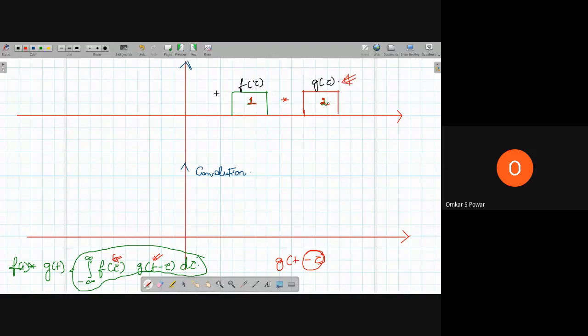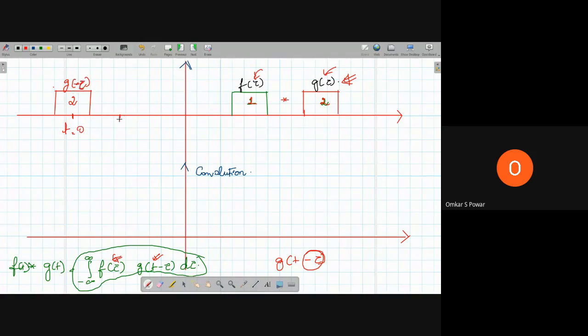How does g of minus tau look? It is nothing but the mirror image. So we will take the mirror image. This is g of minus tau. This is your second signal. Imagine I have taken this as g of minus tau. Another question you may ask: sir, it is t, so from where did this tau come? This tau is nothing but a dummy variable. Let us take at time t equal to 0, this is g of minus tau.